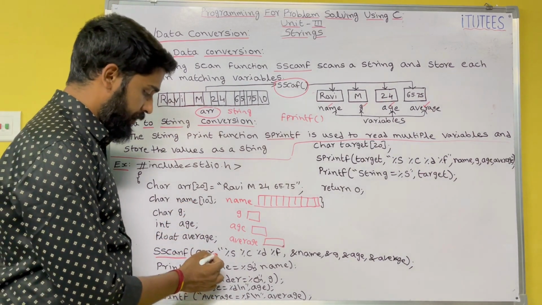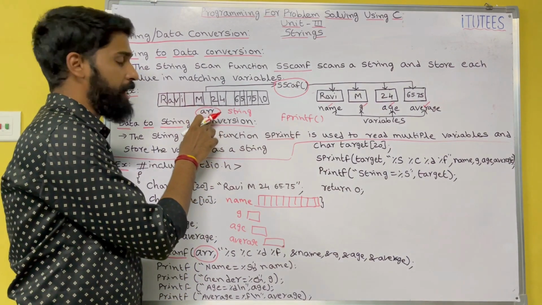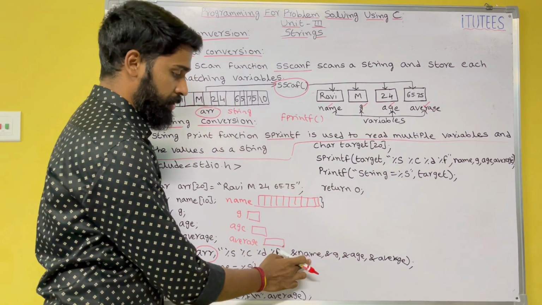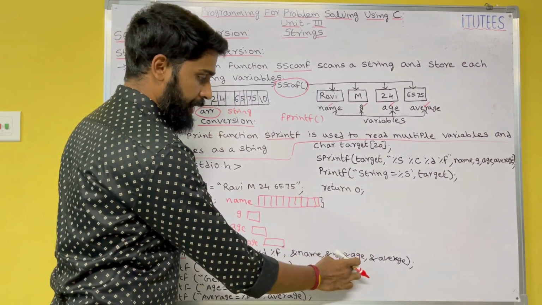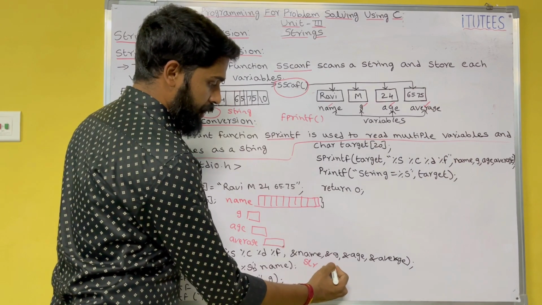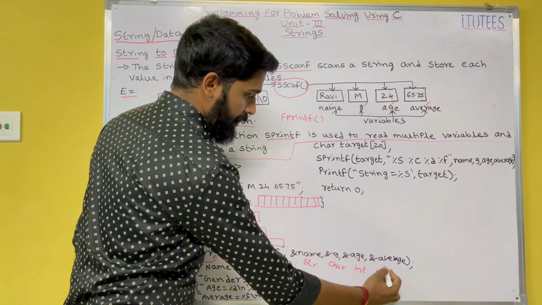In scanf, first you give the string name. What is the string name here? ARR. The next ones are the variables: name, g, s, average. So name is a string, g is a char, s is an int, and average is a float.